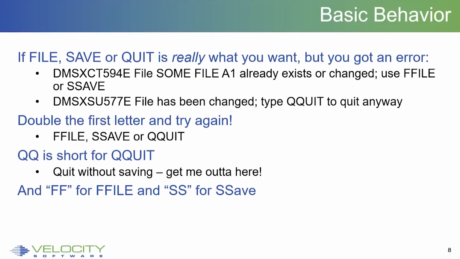So you just double the first letter of the command you were trying and do it again. So F file, S save, Q quit. QQ is short for Q quit, so you can just type QQ if you want to get out real fast. And the same for FF and SS for file and save. So synonyms for the same routine or same command.